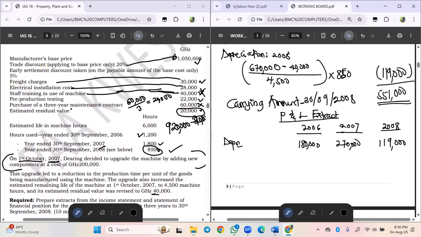Now, this one will come here. The purchase of 3-year maintenance contracts. So the maintenance for the 3 years was 60,000, so it will be 60,000 divided by what? 3 years. The depreciation is negative, so you have to put it in brackets. Maintenance expense, so in brackets 20,000.